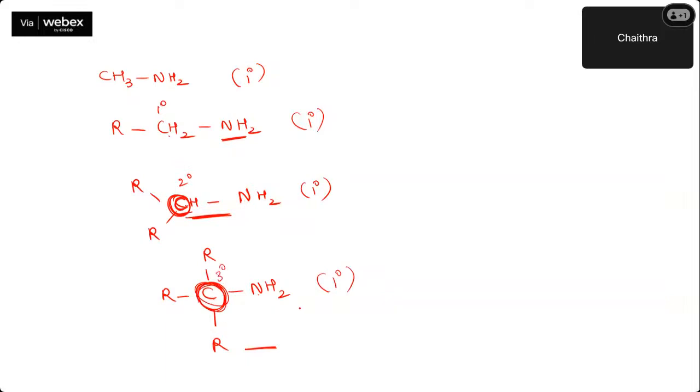But what kind of amine is that? It's a primary amine. So just have a note of these things, otherwise you will get confused. Here I can tell one more classification. Amines are also classified into aliphatic and aromatic amines. Aliphatic means open chain.